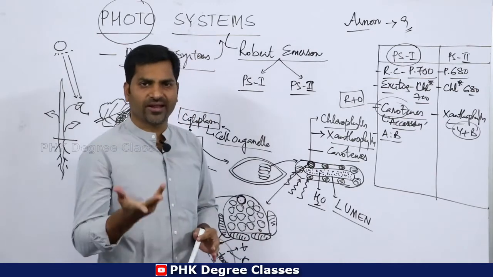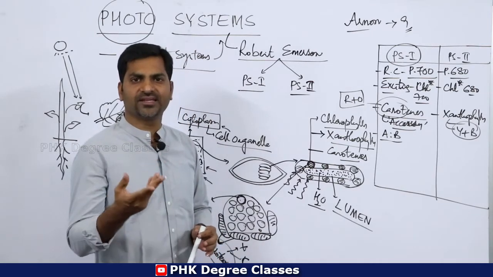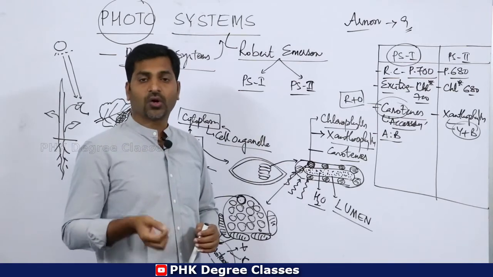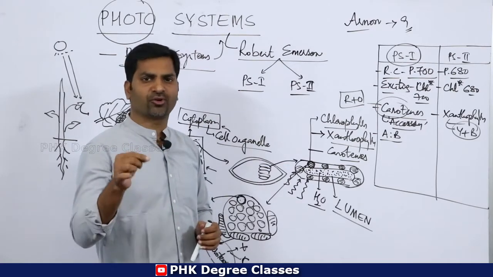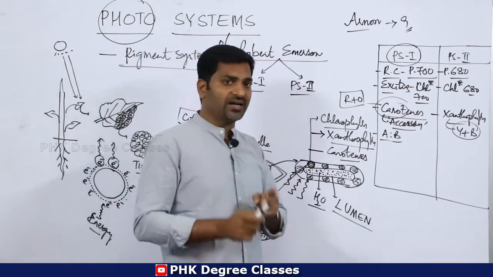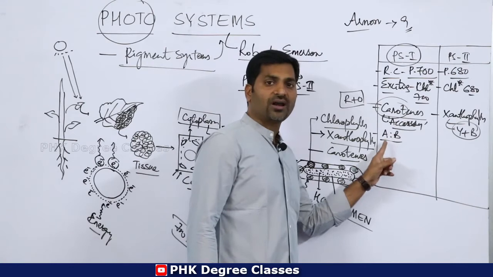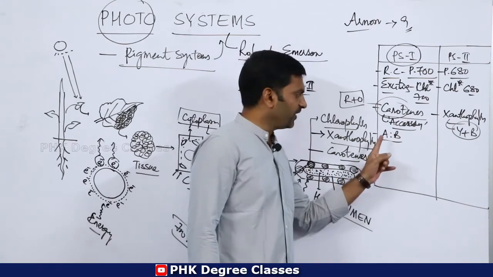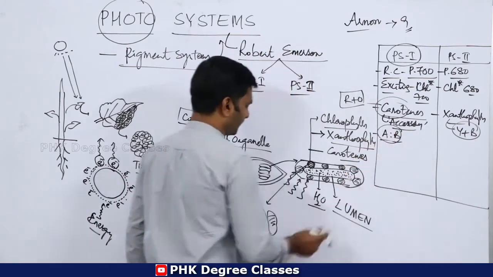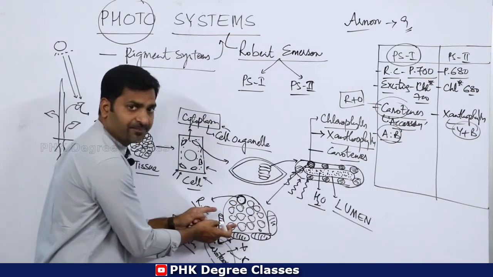Okay, along with chlorophyll A and B, chlorophyll C is there, D is there, E is there. And bacterial chlorophyll A, bacterial chlorophyll B, chlorobium chlorophyll 650, chlorobium chlorophyll 660. So these are the 9 types of chlorophylls, but in plants these two are more abundant, chlorophyll A and chlorophyll B.